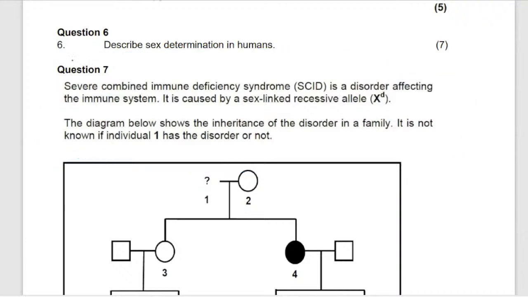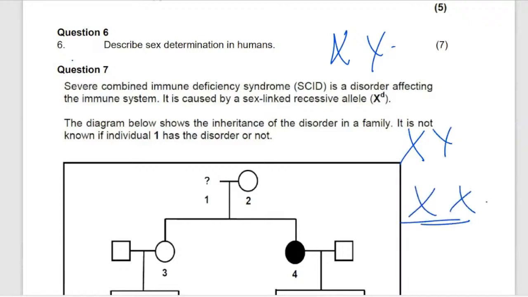If they say sex-linked disorder, definitely you have to use X and Y. Male, there will be X and Y. Female, there will be X and X. If it is not a sex-linked disorder, please don't use X and Y, however much they have talked about male and female. Please don't use X and Y if they have not mentioned that this is a sex-linked disorder. I think I'm clear there.